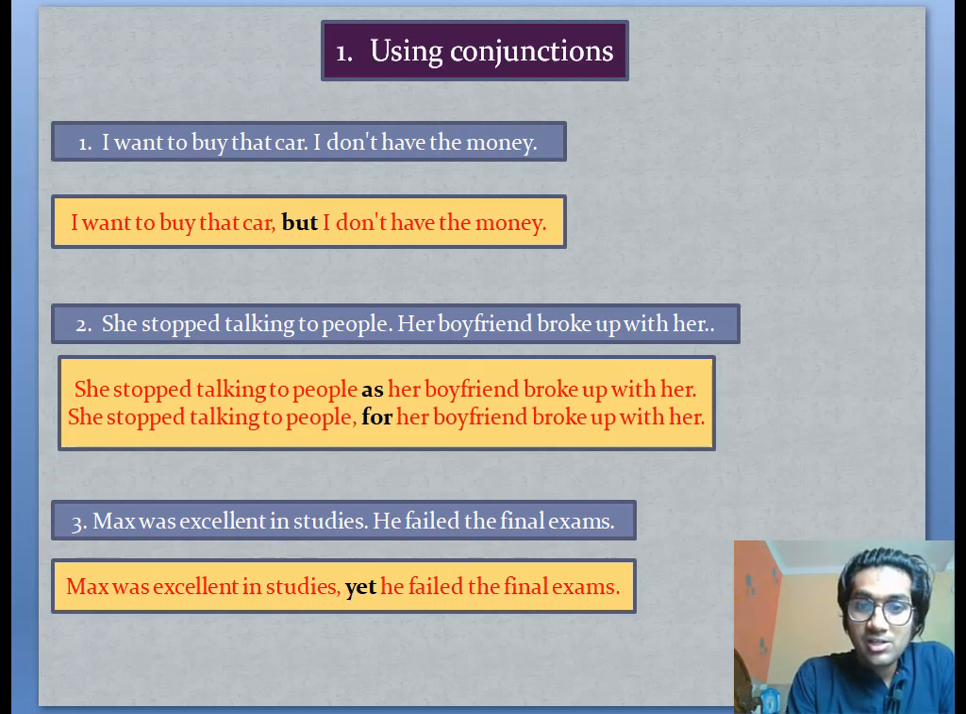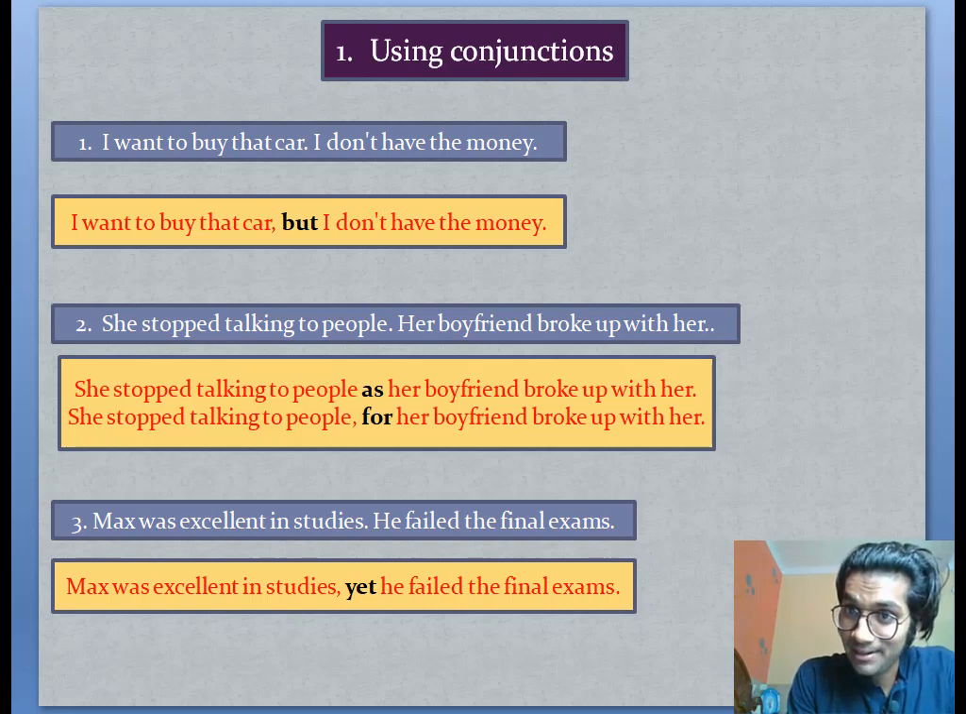Second example. She stopped talking to people as her boyfriend broke up with her. Reason, as her boyfriend broke up with her. As is the subordinating conjunction. The independent clause is coming first and then the dependent clause is coming. And that is why we're not using a comma. Right. She stopped talking to people, for her boyfriend broke up with her. For is a coordinating conjunction, guys. Right. And that is why we're using a comma.